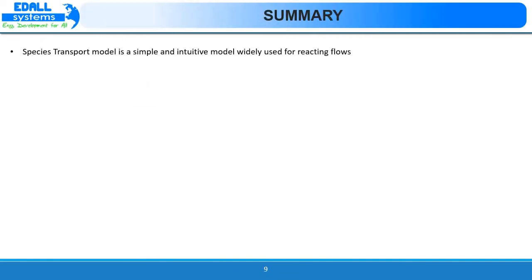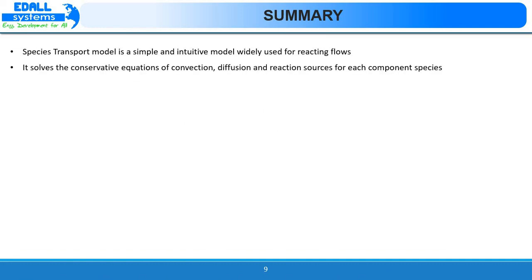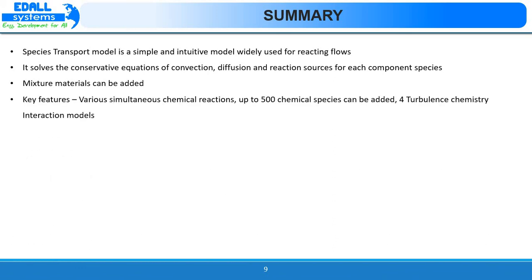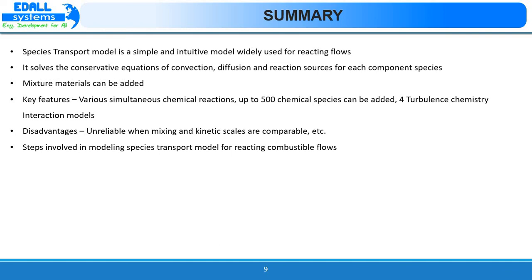So, summary of today's class. We learned that species transport is a simple model which is widely used for solving reacting flows because conservative equations of convection, diffusion and reaction species for each component are solved here. Then mixture materials can be added, which is a very good thing. Then we saw some of the key features of the model, that various simultaneous chemical reactions are solved, etc. Also, we saw some of the disadvantages where the model becomes unreliable. Then we saw the steps we can use to model a combustion problem using the species transport model.